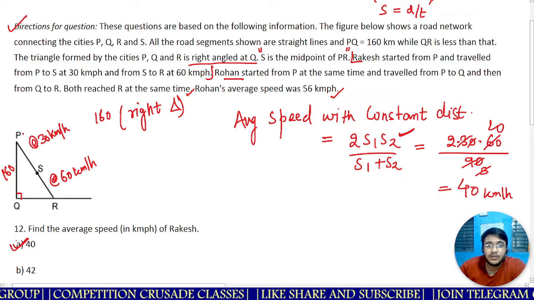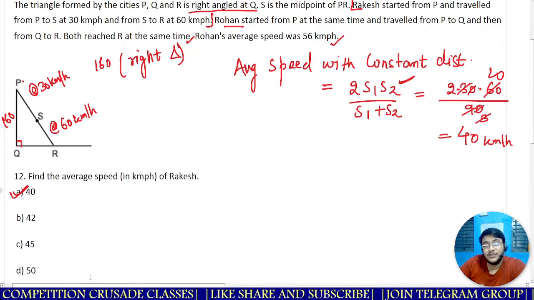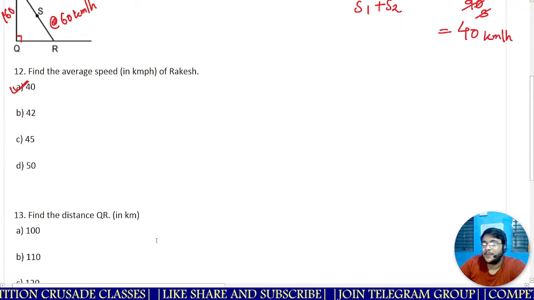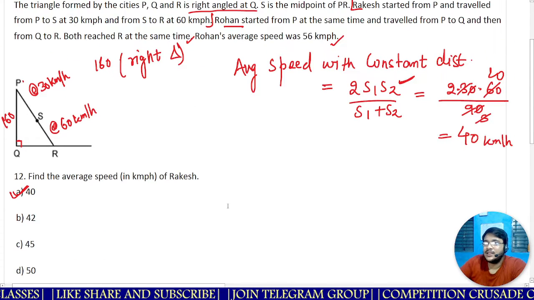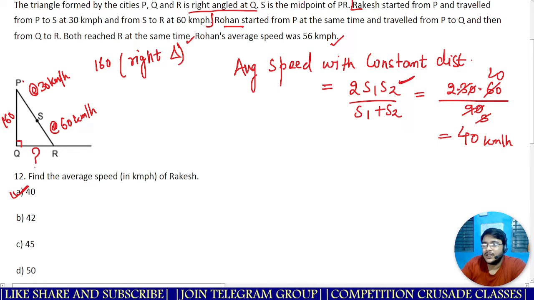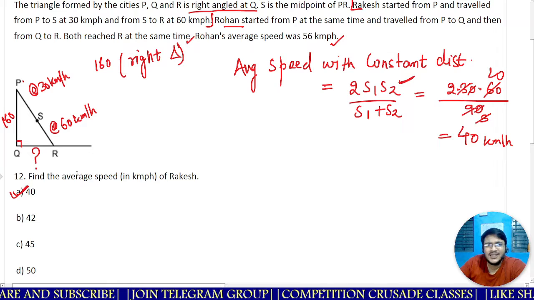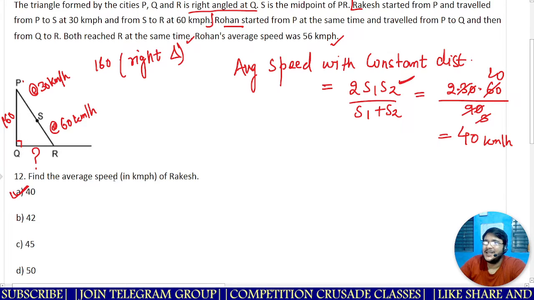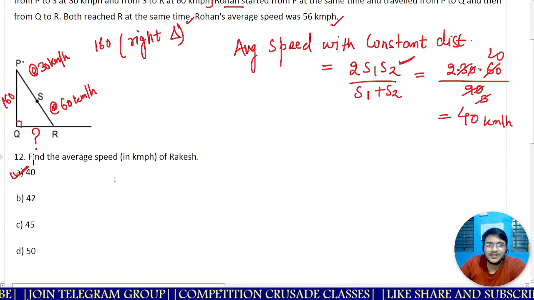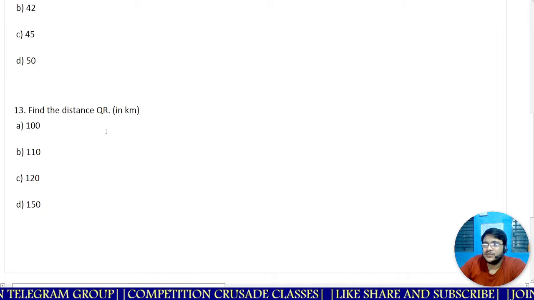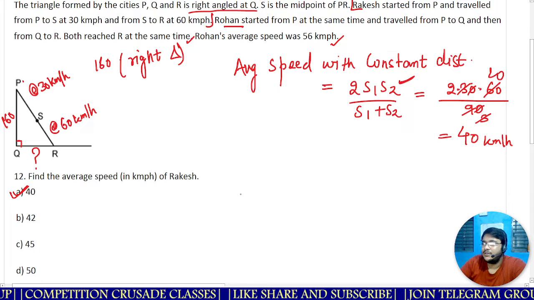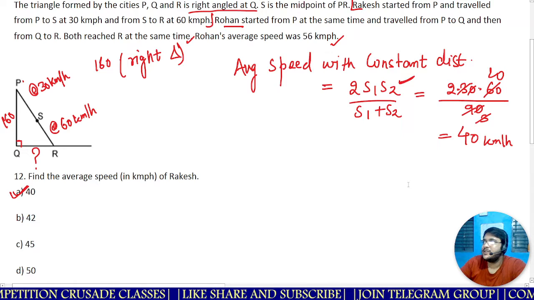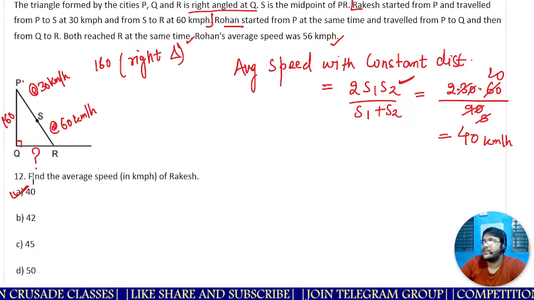The next question I thought maybe will be a little bit thought provoking, which it is. The next question actually asks you the distance QR in kilometers. So basically they are asking you this. Now you can make your equations and all of that, but the moment I saw this question and they asked you to find out the distance QR, the only thing that came into my mind was a Pythagorean triplet.